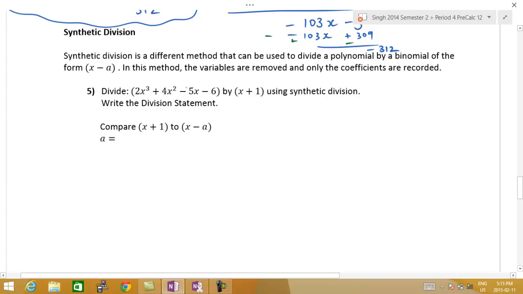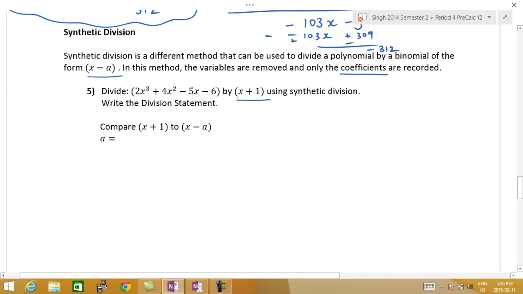In this method, the variables are removed and only the coefficients are recorded. So we're not working with all the letters, we're only working with the coefficients. So I'll show you an example of what we're going to be doing. We want to divide 2x cubed plus 4x squared minus 5x minus 6 by x plus 1.